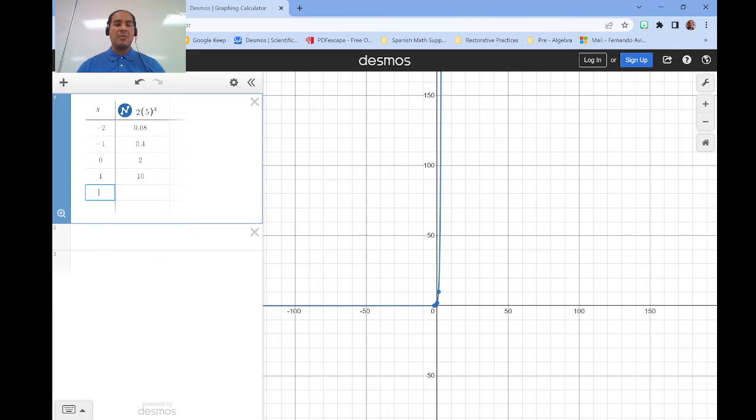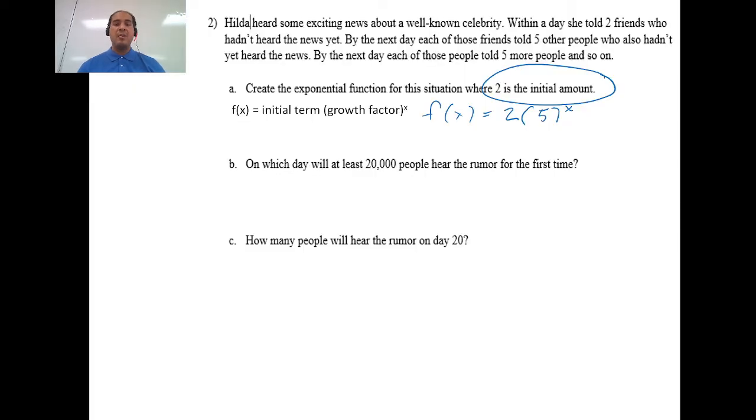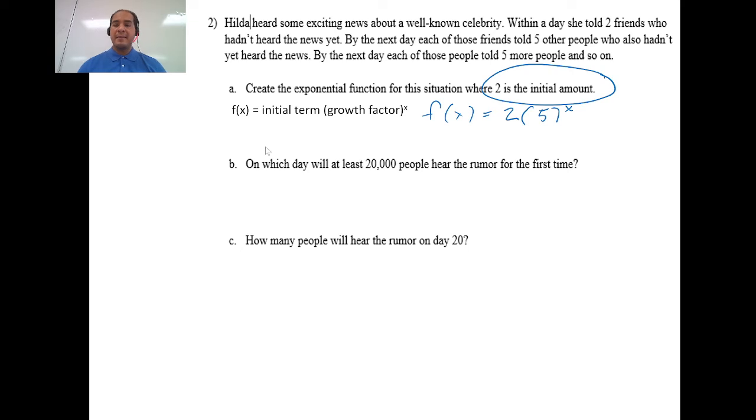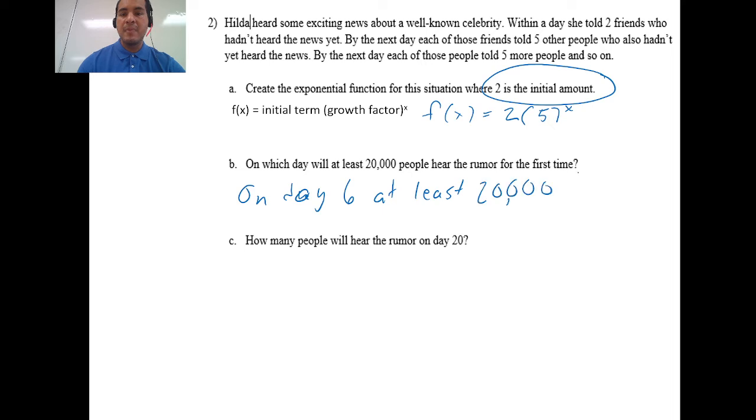So our answer to that question, on which day will at least 20,000 people hear the rumor for the first time? So at least 20,000 people. It looks like we hit 20,000 people on day 6. On day 5, we were below 20,000, and on day 6, we were above 20,000. So we'll just say on day 6, at least 20,000 people hear the rumor for the first time.